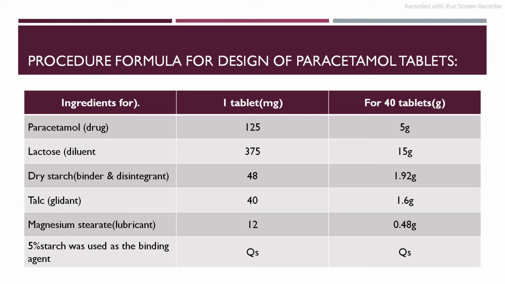So by utilizing this formula, once the formula is ready, then we are going to weigh all the ingredients in the given quantities, that is for 40 tablets, and mix, except the glidant and lubricant. So this talc and magnesium stearate we need to add at the end of the granulation procedure. So apart from glidant and lubricant, paracetamol, lactose, dry starch and the starch paste, these we are going to mix initially.